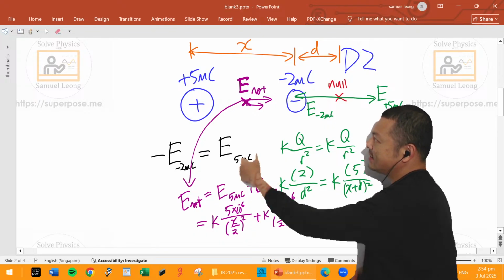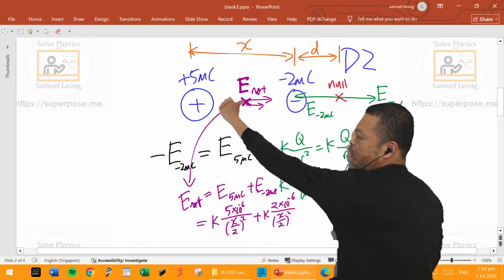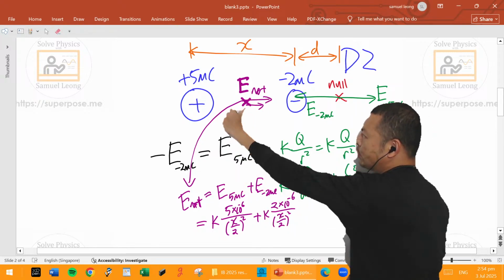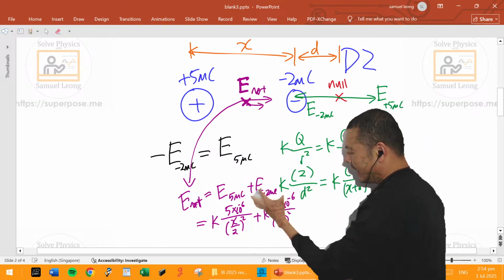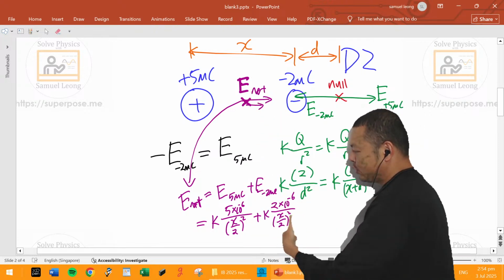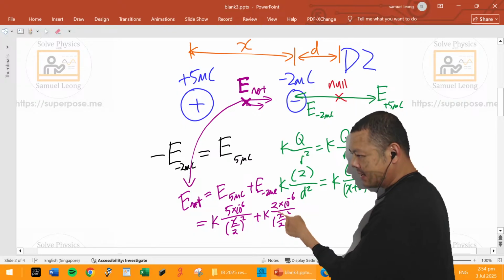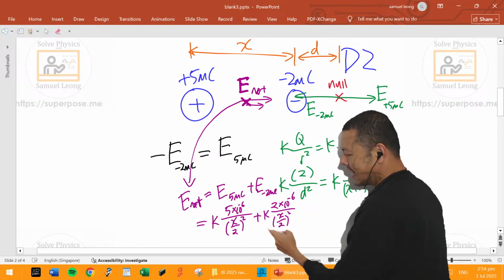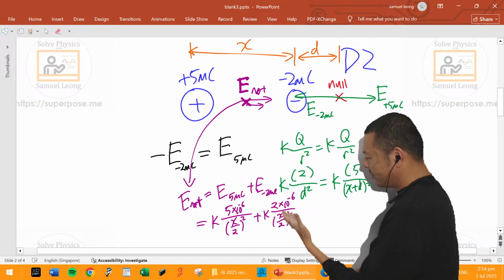So the idea here is the E field strength of the 5 points to the right. The E field strength of the 2 also points to the right. So in a way, I have to sum up. It should be a stronger field. If I put a minus here, then basically this term minus that term, I will get a weaker value, which is wrong.